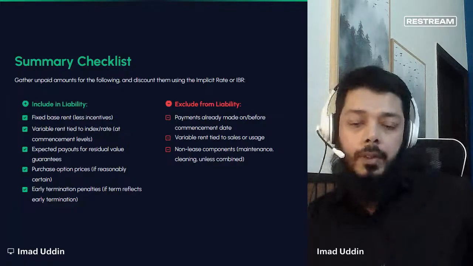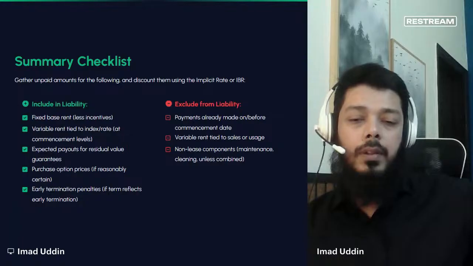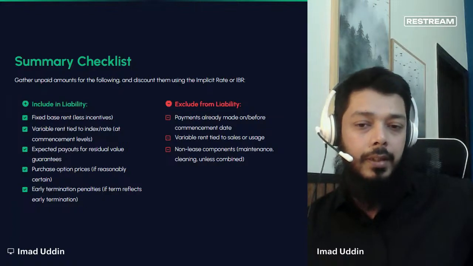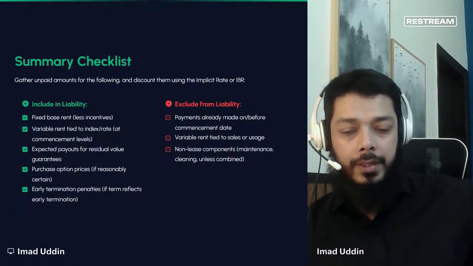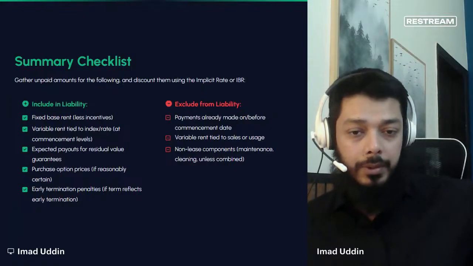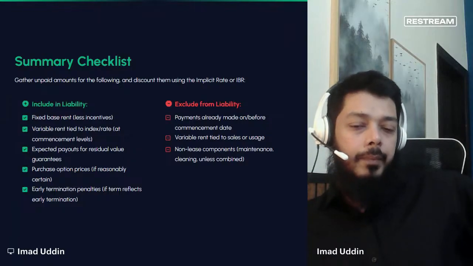Third, expected payouts for residual value guarantees, of course. And fourthly, purchase option prices if reasonably certain, and early termination penalties if the lease term reflects early termination, when it's really certain. So, what is not included in the lease liability?